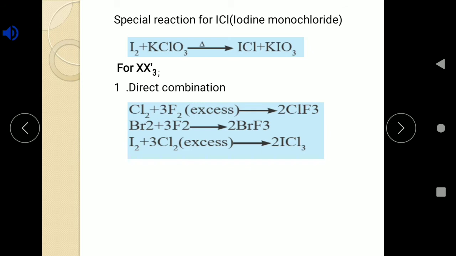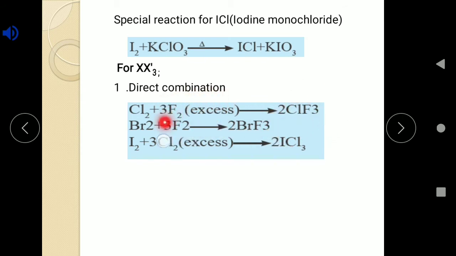Now we will prepare the XX dash 3 type of interhalogen compound. That also has the same method, that is direct combination. But now for monohalide preparation we have taken equal volume of halogen, but for trihalides we have to take excess of X dash. That means chlorine reacts with excess of fluorine to give you ClF3.